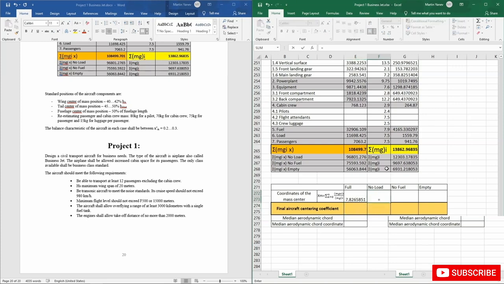So let's estimate this one as well. So for no load, I'm simply going to divide these two values here. Then for no fuel, we will divide the no fuel estimates, and finally for the empty aircraft, I'm going to divide these two estimates here. That's it. And you can see that we got different positions of the center of mass when we remove masses from or add masses to our aircraft. But let's see how this looks graphically.